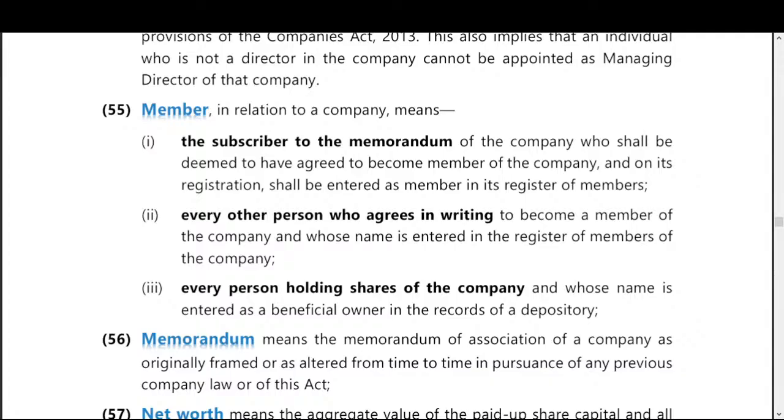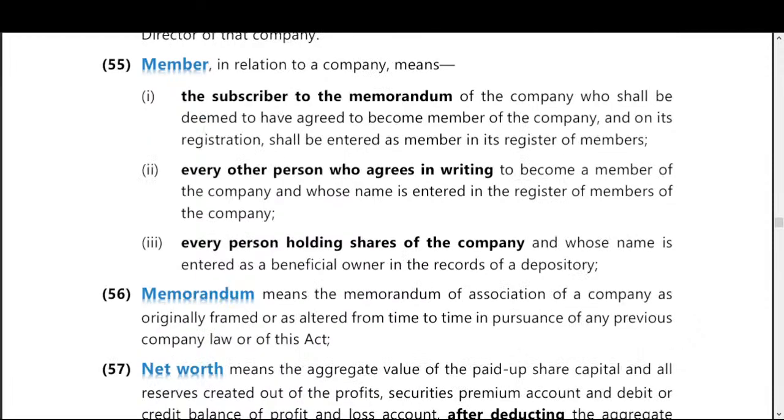Memorandum means the memorandum of association of a company as originally framed or as altered from time to time in pursuance of any previous company law or of this Act.